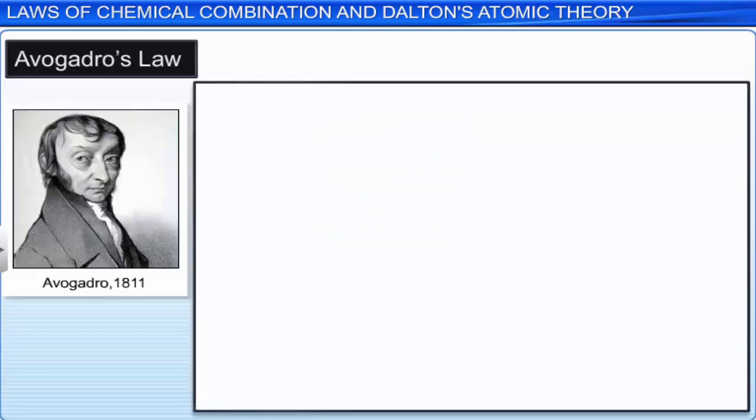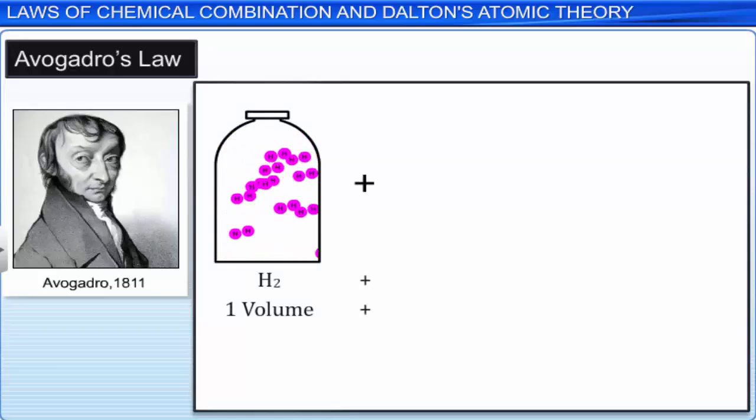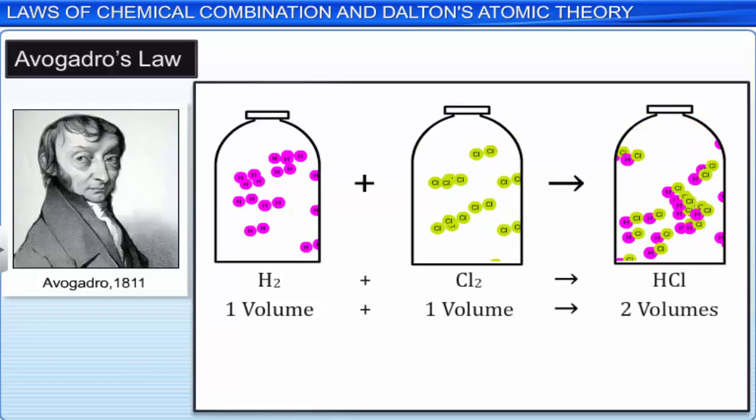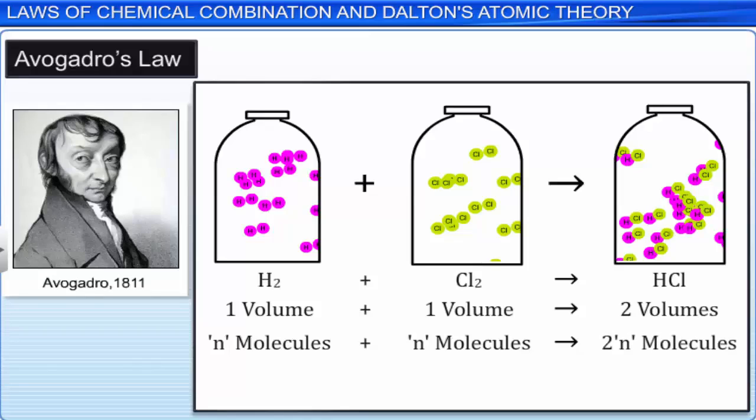For example, 1 volume of hydrogen combines with 1 volume of chlorine to form 2 volumes of hydrogen chloride gas. For this to be true, it would mean that the number of molecules in 1 volume of hydrogen, N, will be equal to the number of molecules in 1 volume of chlorine, N. During the reaction, they will form 2 volumes of hydrogen chloride gas, which will contain N plus N, that is, 2N number of molecules, which means that the number of molecules in 1 volume of hydrogen chloride is equal to N. Thus, proving Avogadro's law.